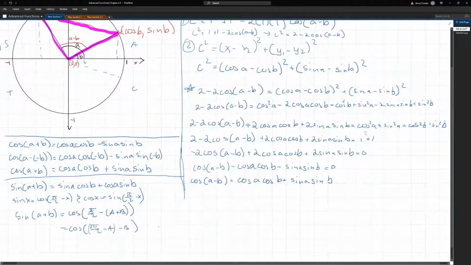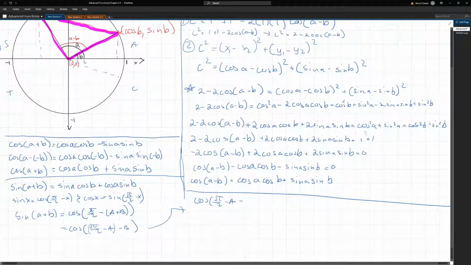Let's do it over here. Cos of pi over 2 minus A minus B is equal to cos of pi over 2 minus A, cos of B, plus sine of pi over 2 minus A, and then sine of B.